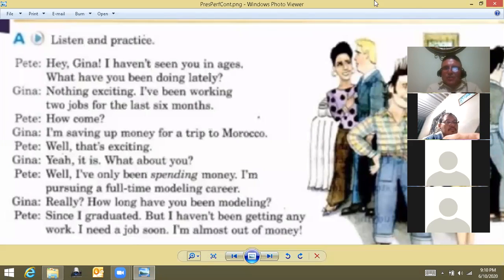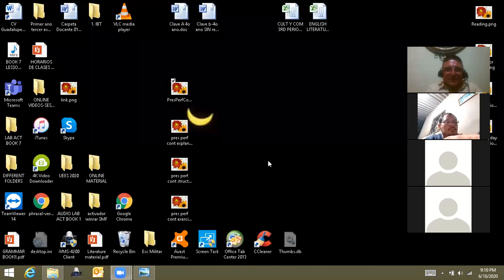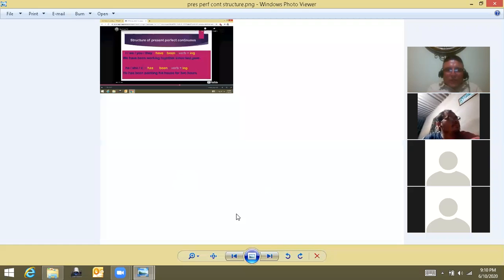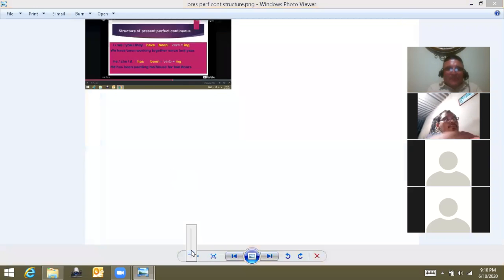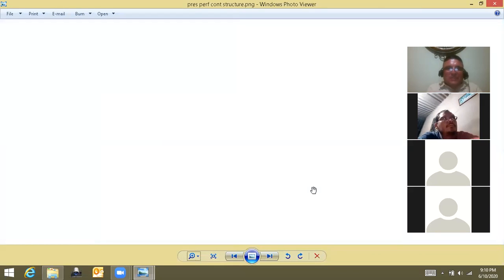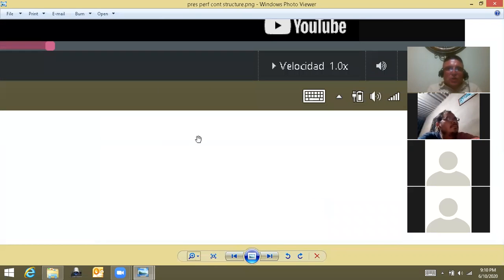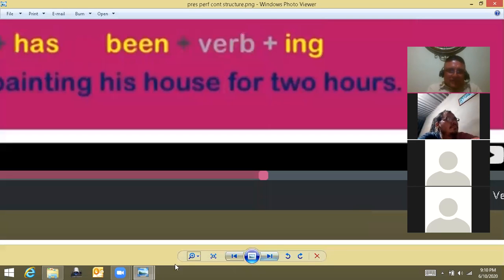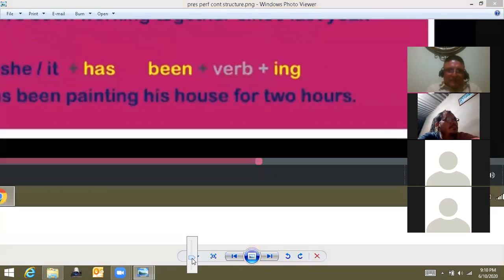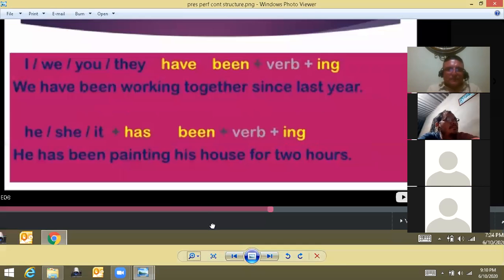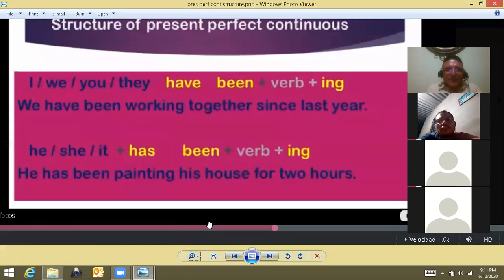Okay, so let me show you something else. When you are using the present perfect continuous, you always use this structure here. Can you see it? It's called the structure of present perfect continuous. Okay, so look here.